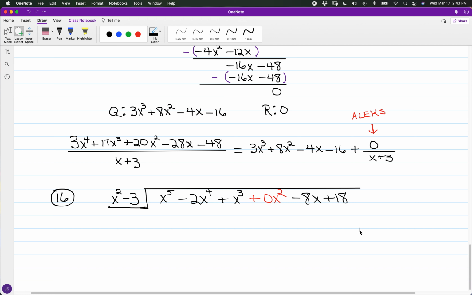I'm just going to stress, notice you don't have x minus 3. Instead you have x squared minus 3. So because of this, you can't use synthetic division directly.